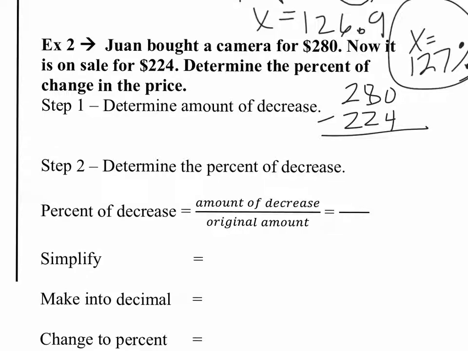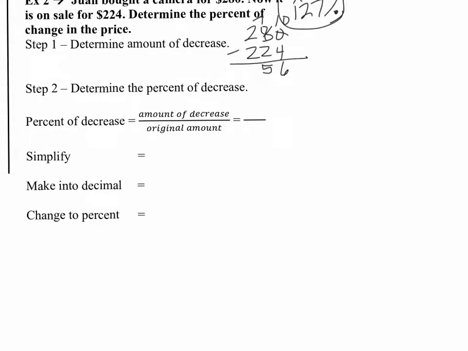Can't take 4 from 0, so you're going to need to borrow. Make that a 7 to make that a 10. 10 minus 4 is 6. 7 minus 2 is 5. And you get $56. So the change in price, which was a percent of decrease, change over the original, was $56. The original cost of the camera was $280.